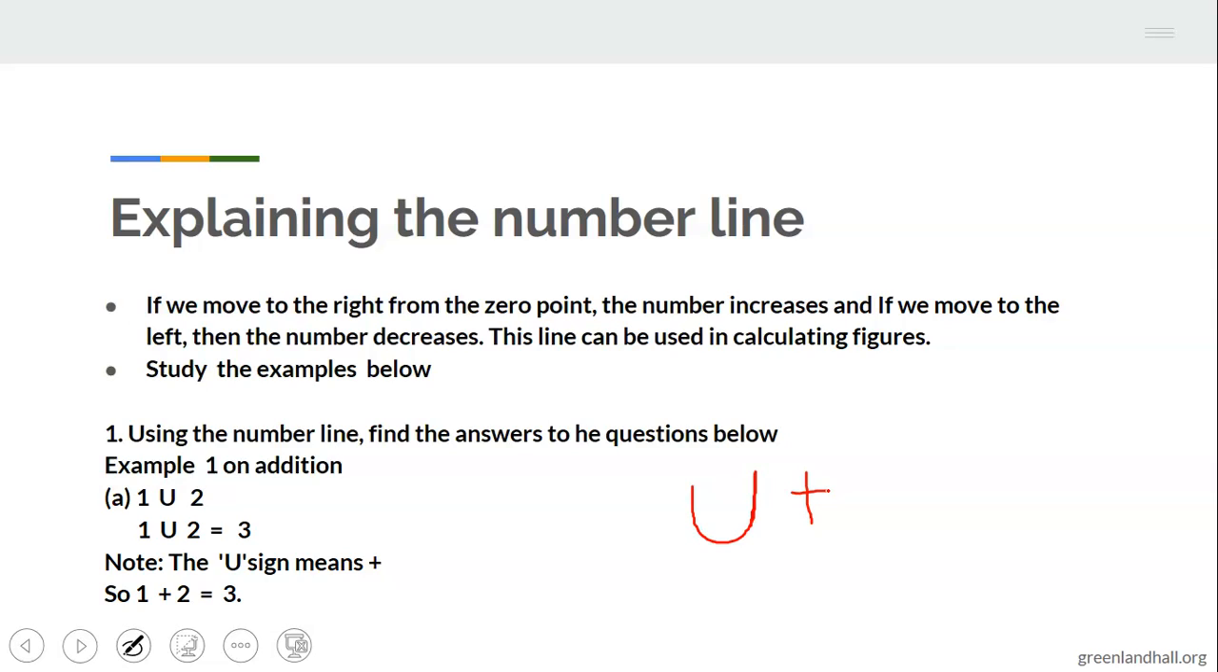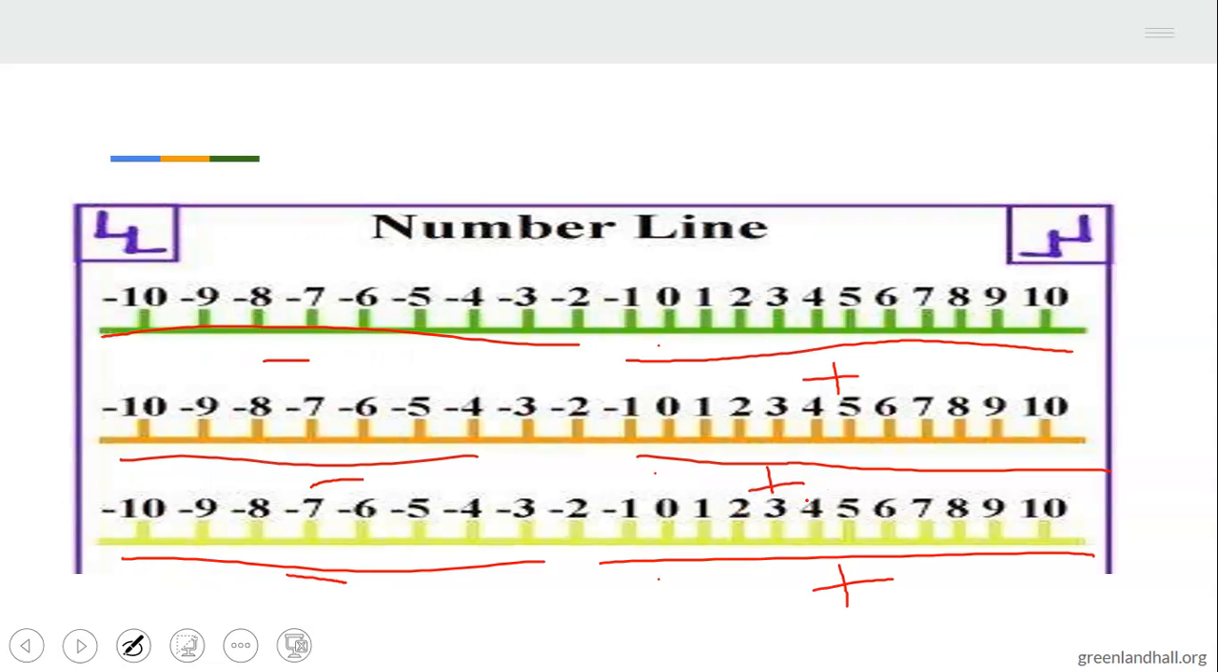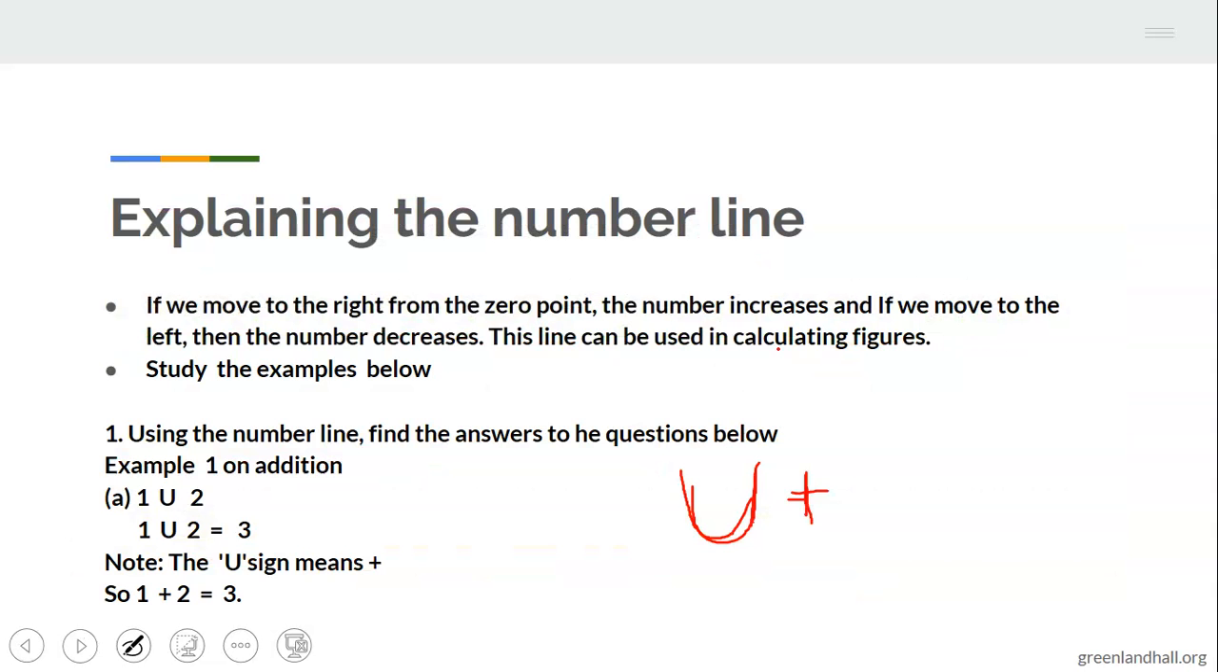You'll be wondering, how did you get it? It looks very simple. Note, the plus sign means plus. So 1 plus 2 is 3. Let's go to the number line and see how we did it. This is 1. You count 2 places, 1, 2, so we stop on 3. The answer is 3. So 1 plus 2 gives us 3. On the positive side of the number line, we have gotten our 3.